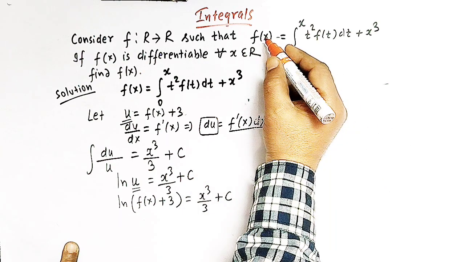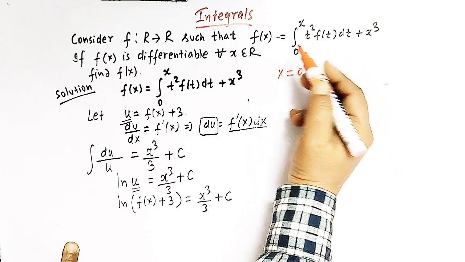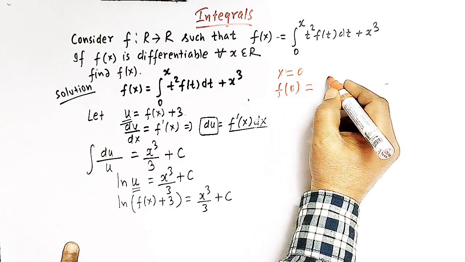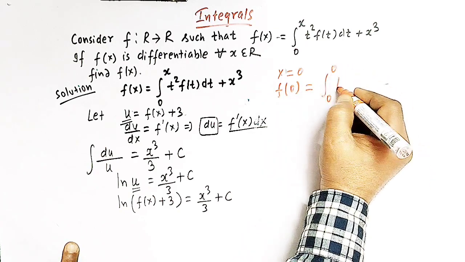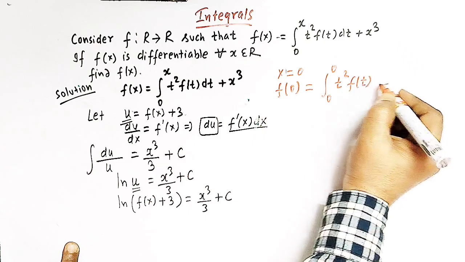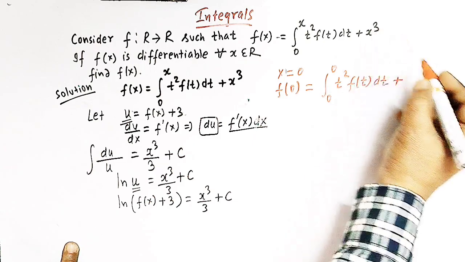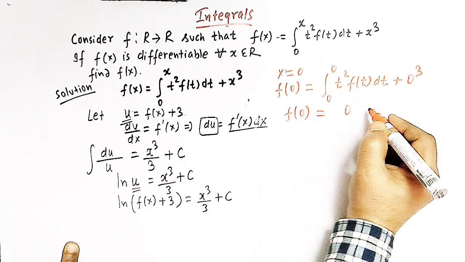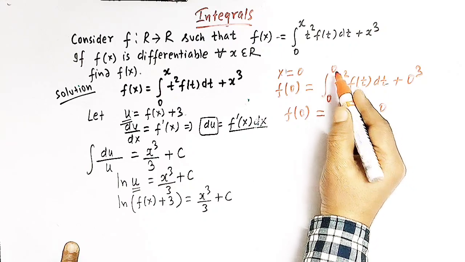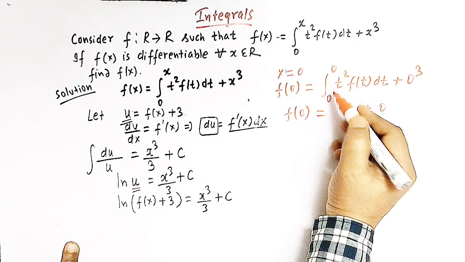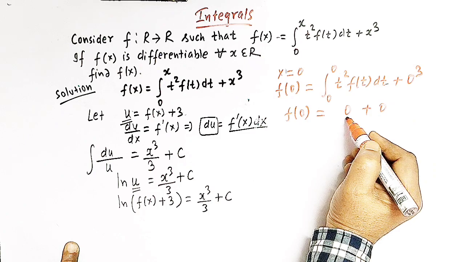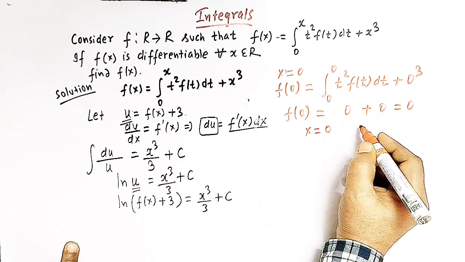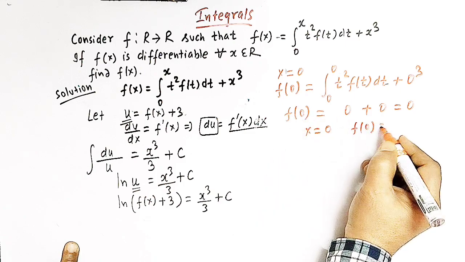So now let us take x is equal to 0 in this equation. So we have f of 0, and then we have integral 0 to 0 of t square f of t dt, and x cube is 0 cube. Now f of 0 is equal to 0 plus 0, because both the limits of integration are 0, so the value of this integral is 0. So when x is equal to 0, that is f of 0 is equal to 0.